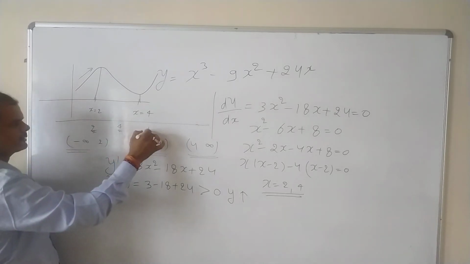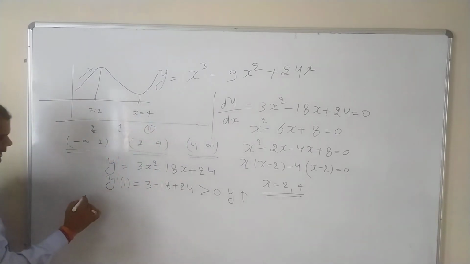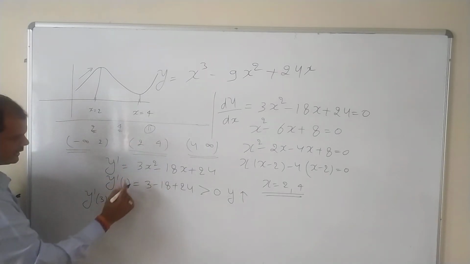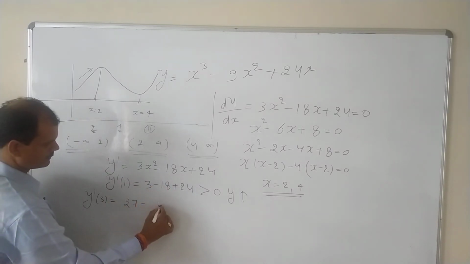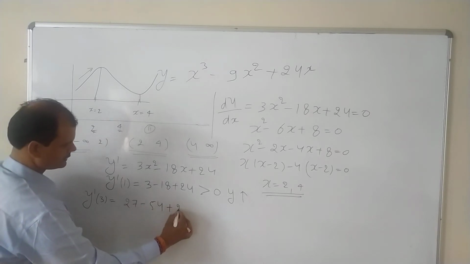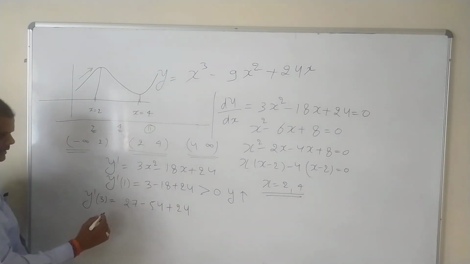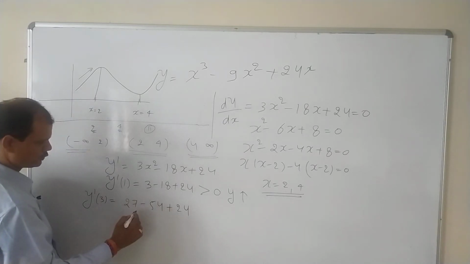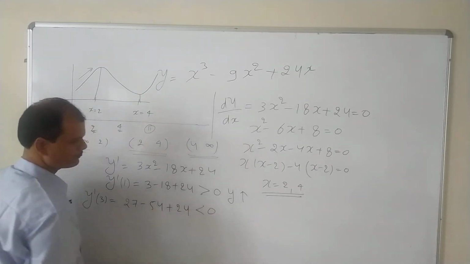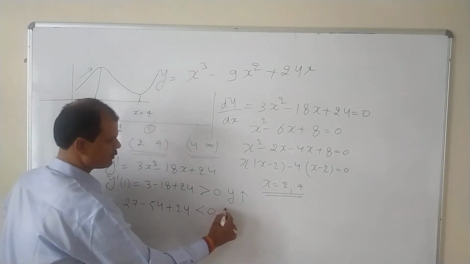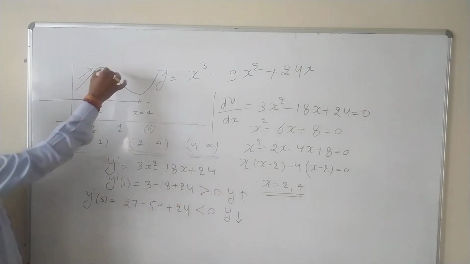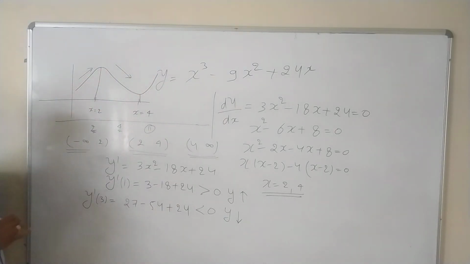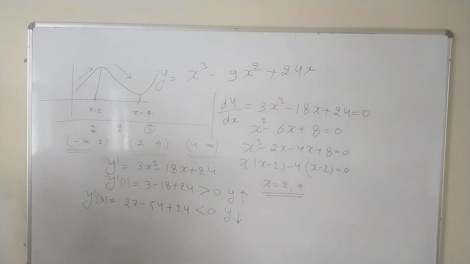Now let us check the second subinterval. Here 2 to 4, I will take 3, y' at 3. I can take any point, okay? So we get 27 minus 54 plus 24. So how much do we get? We get a negative here, right? So 51 minus 54, negative. So what is that? y is a decreasing function. So from 2 to 4, your y is a decreasing function. You can see in the graph also that from 2 to 4, your function is decreasing.